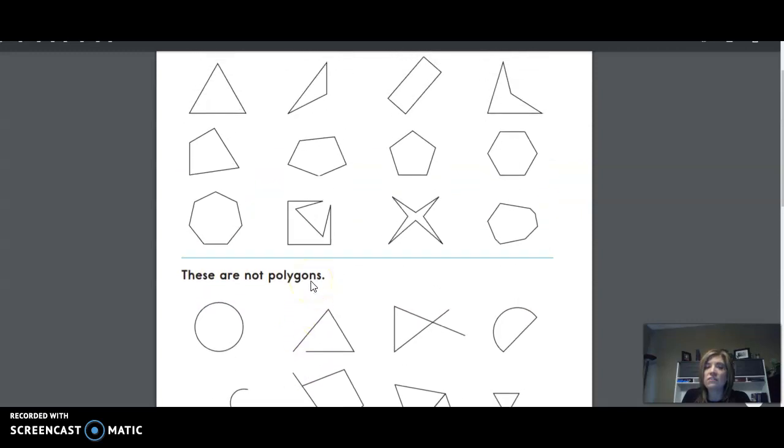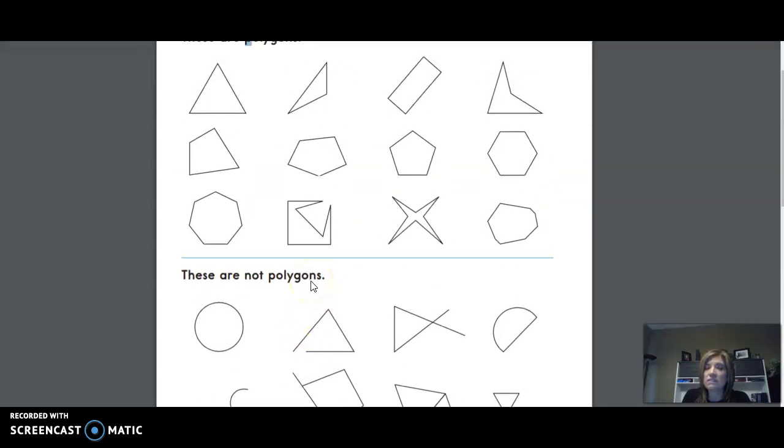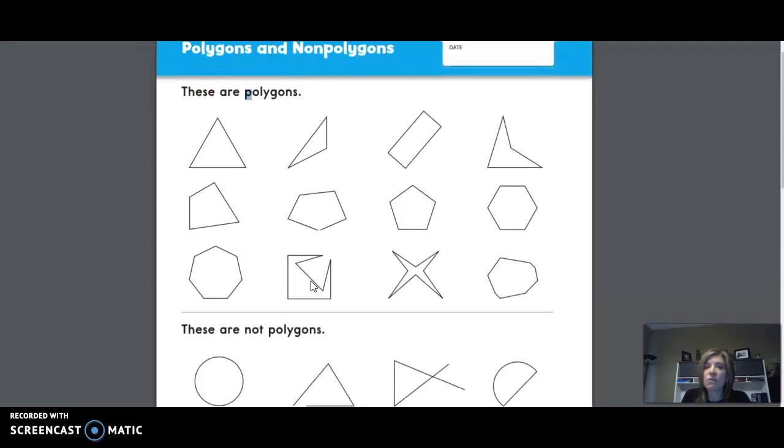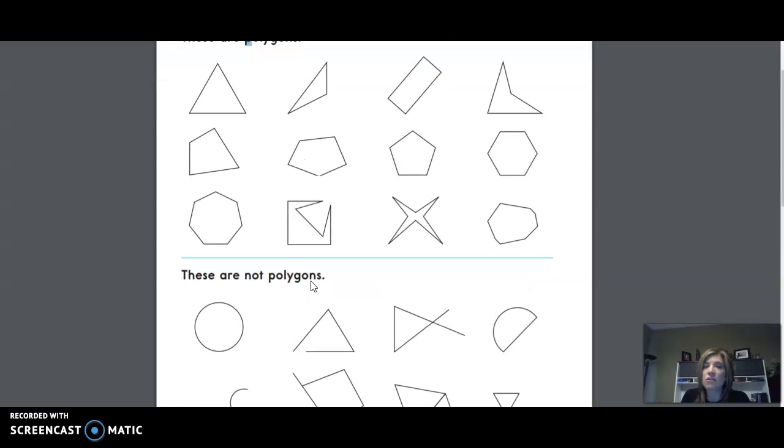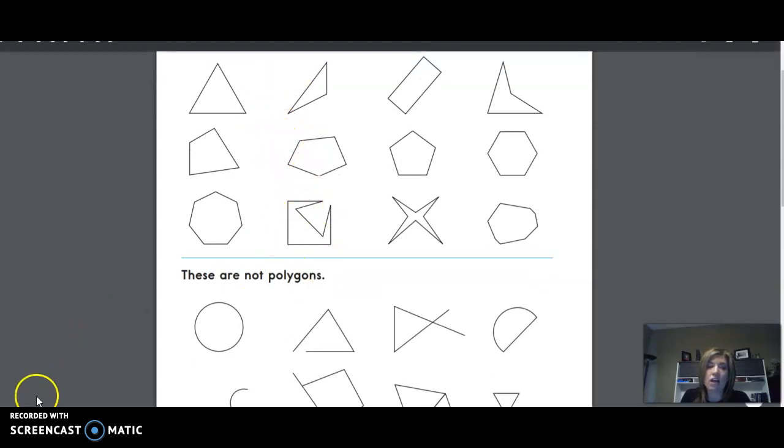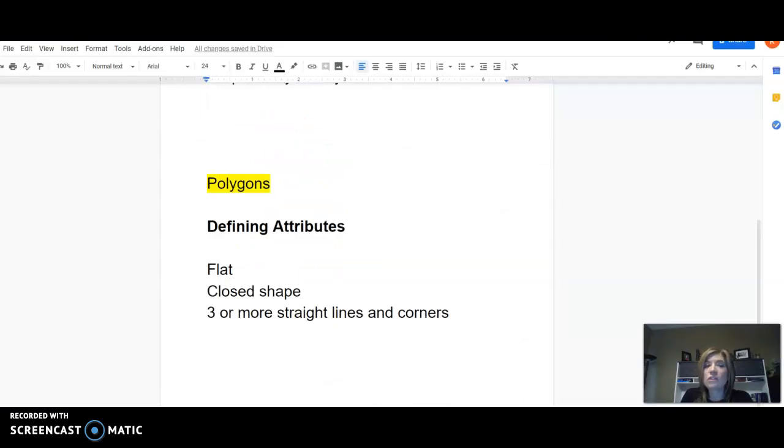Do you notice any differences between the shapes? Stop the video now and see if you can come up with something that you notice that's different about the polygons and the non-polygons. When you were looking at those figures, the figures that were polygons and non-polygons, maybe you said some of these things to your family members.